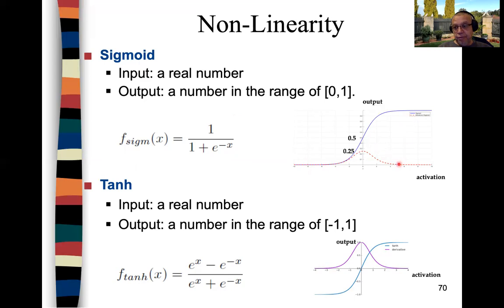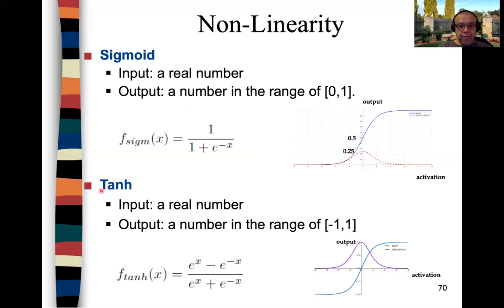The derivative, this red curve, looks like this. You can prove it by taking the derivative of this function to find the shape, and the maximum value is 0.25, which is important, as we're going to see here, because it's going to put limitations on the sigmoid function.